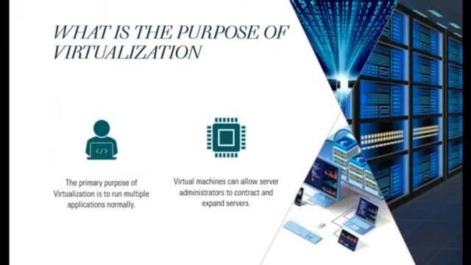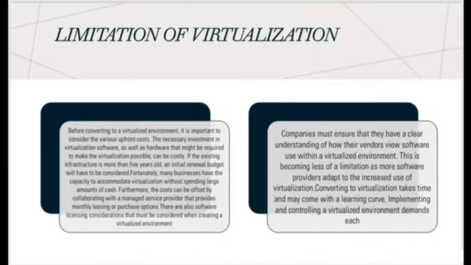What is the purpose of virtualization? The primary purpose of virtualization is to run multiple applications normally. Virtual machines can allow server administrators to contract and expand servers. Limitation of virtualization. Before converting to a virtualized environment, it is important to consider the various upfront costs. The necessary investment in virtualization software, as well as hardware that might be required to make the virtualization possible, can be costly if the existing infrastructure is more than 5 years old.